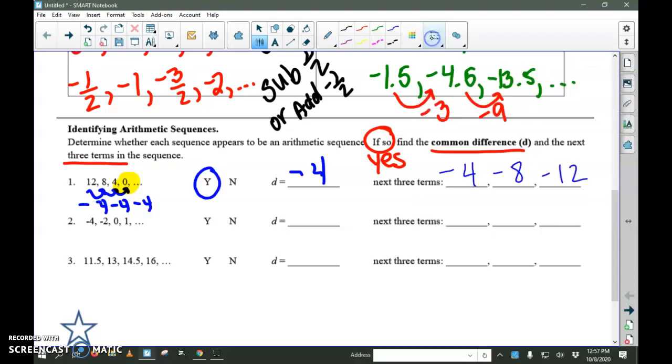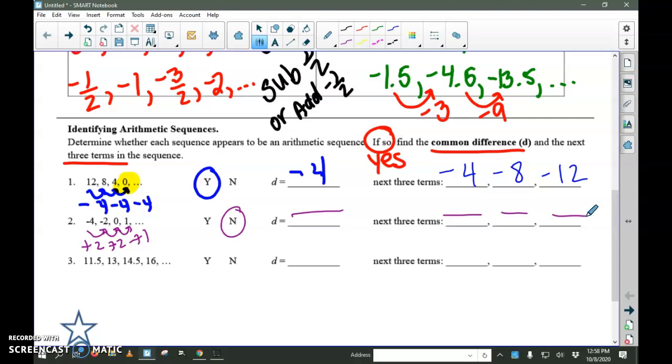All right, let's take a look at the next problem. In the next problem, to get from negative 4 to negative 2, I'm adding 2. If I add 2 again, I go from negative 2 to 0. Oh, but to get from 0 to 1, I'm only adding 1. There's a break in my pattern. So because there's a break in my pattern, this is not an arithmetic sequence, which means I cannot give a common difference. And since there's no pattern, I do not know what the next 3 terms in my sequence would be.